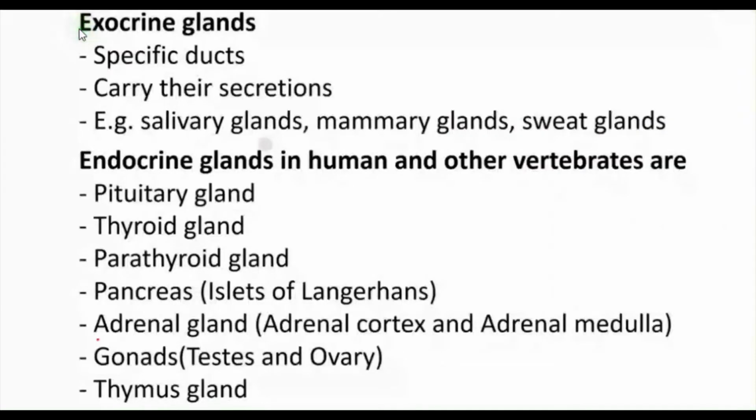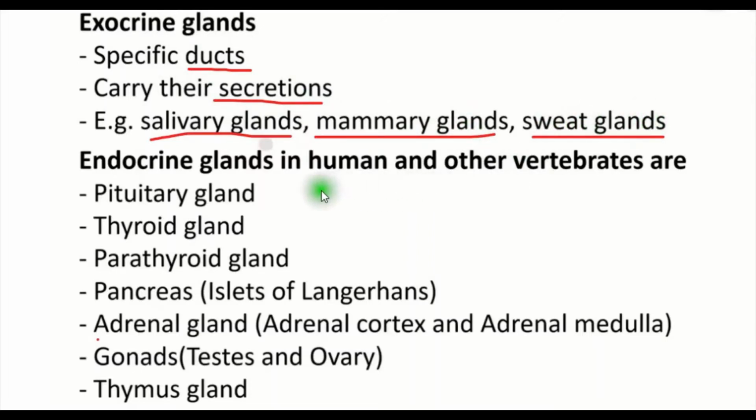Right? These exocrine glands have specific ducts to carry their secretions. Examples: salivary glands, mammary glands and sweat glands. These are the three examples. So exocrine glands secrete secretions and have specific ducts to carry them. The salivary glands secrete saliva, mammary glands secrete milk and sweat glands secrete sweat.